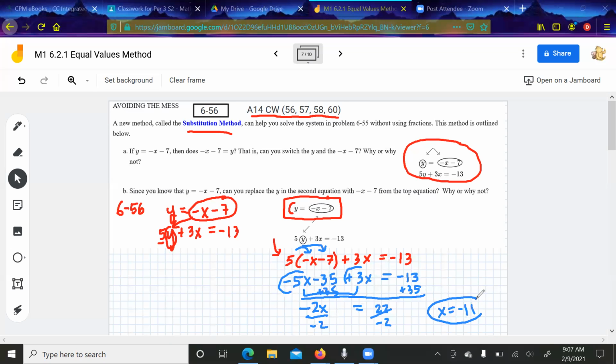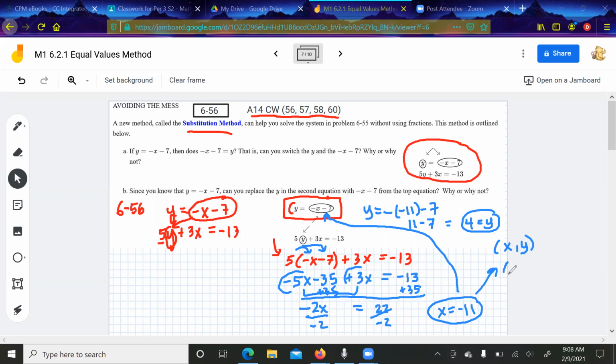So if we found x, now we need to go back and find y, which is pretty easy because this first equation was solved for y. So y equals negative 11 minus 7, and two negatives make a positive. So 11 minus 7 is 4. So y equals 4. So we always want to write our answer as an ordered pair, xy ordered pair. X goes first. So our solution is negative 11, 4. And that is how you write the solution.